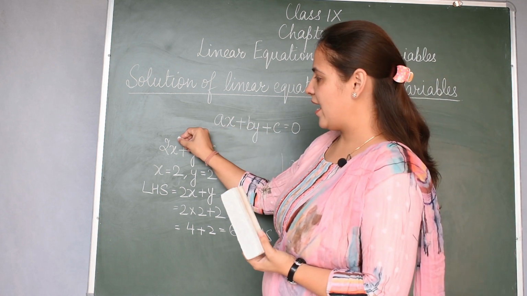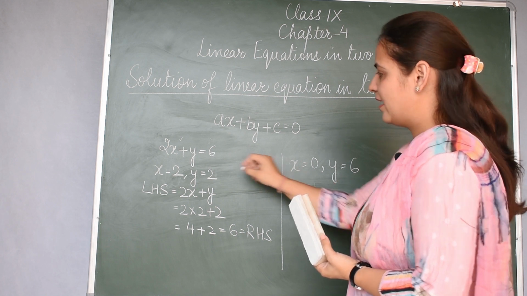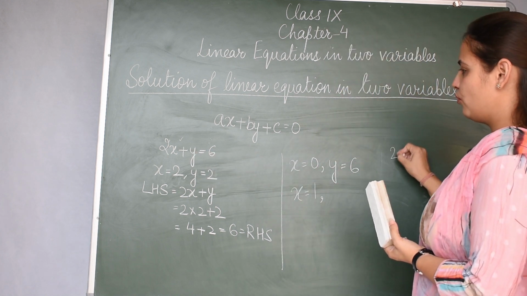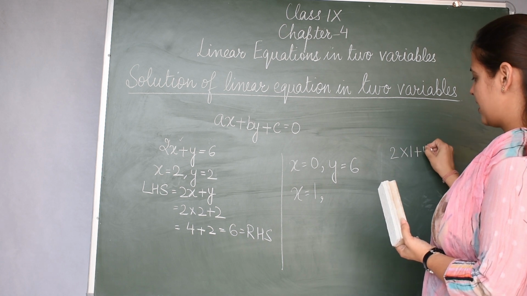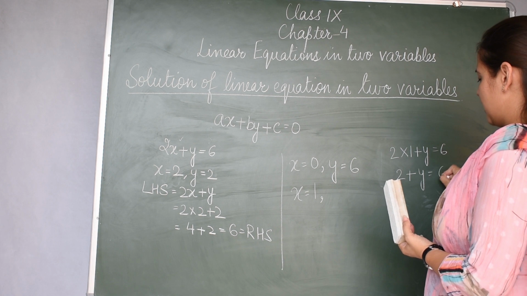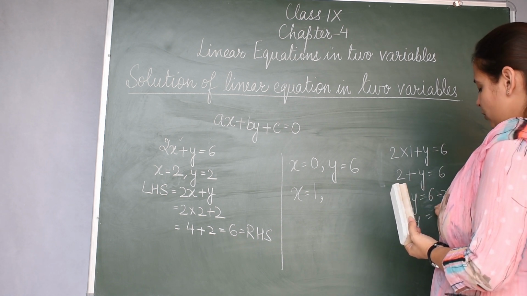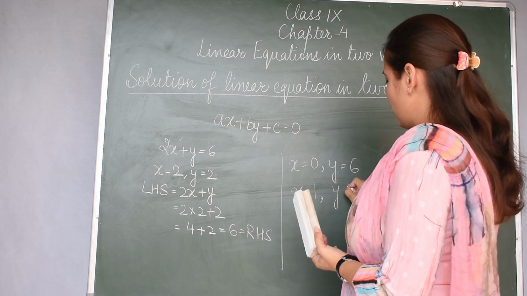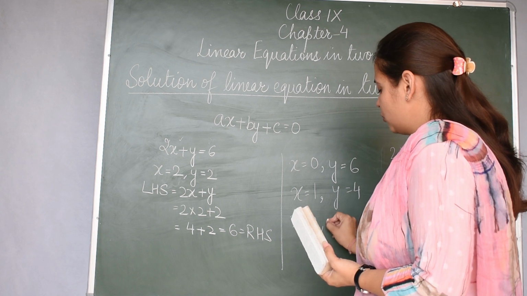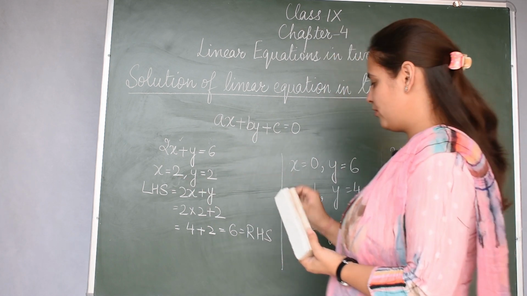Let us substitute x is equal to 1. So y will be equal to, what you will get? 2 into 1 plus y is equal to 6. So 2 plus y is equal to 6. So y is equal to 6 minus 2, that is 4. So you are getting y as 4. X is equal to 2. So you are getting y as also 2 because I have substituted the solution already.